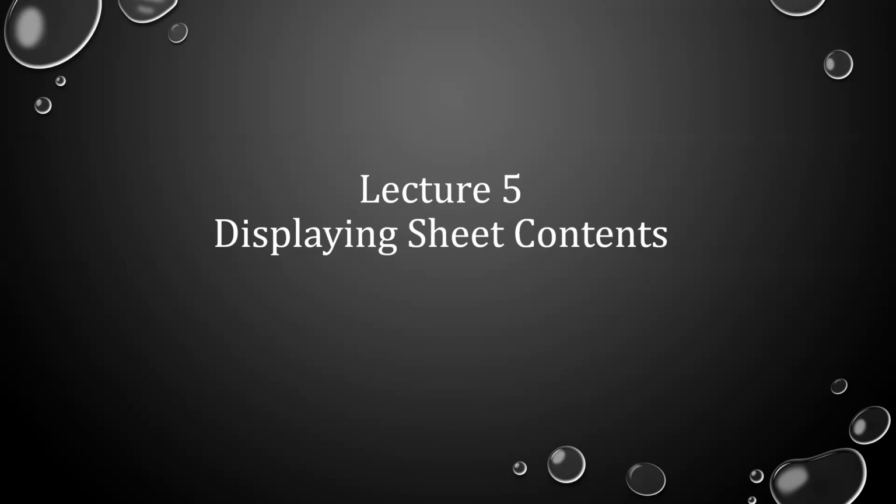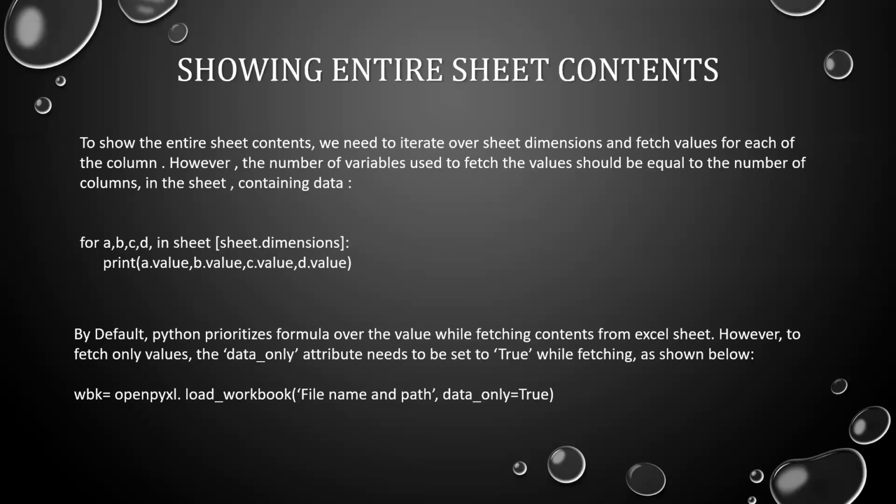Hello and welcome back. In this lecture, we'll see how to display sheet contents using different methods. Let's start. The first method using which we can show the entire sheet contents. To show the entire sheet content at once, we can use the dimension to get the active range, specify that dimension in our sheet object, and then iterate over each of the values for the column and show the values using different set of variables.